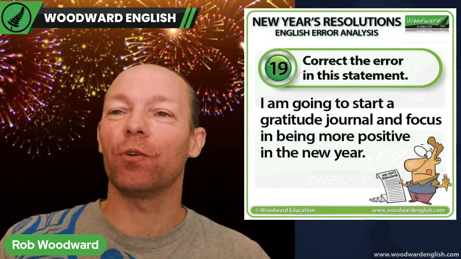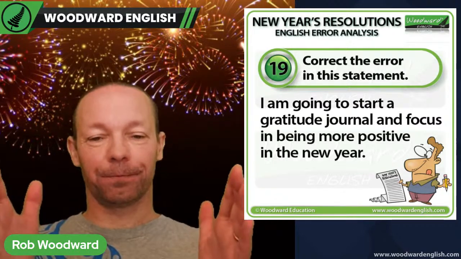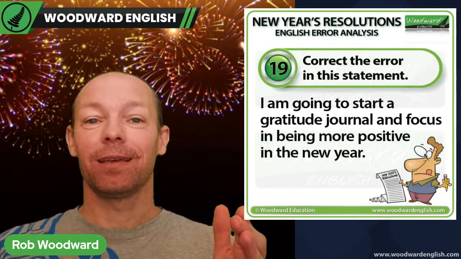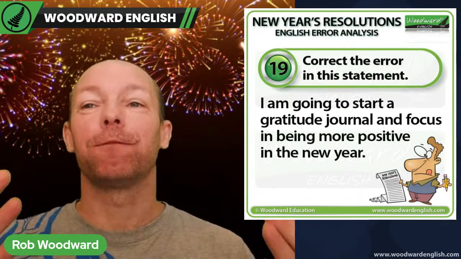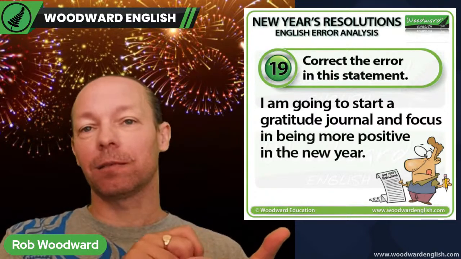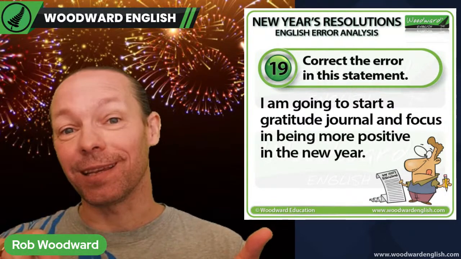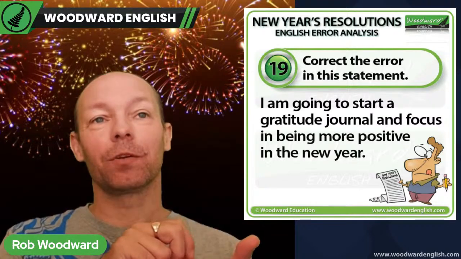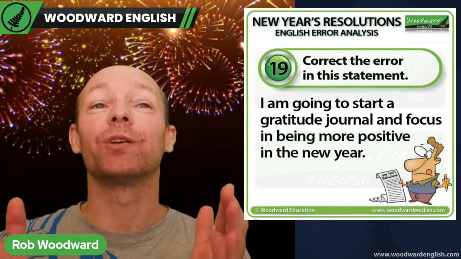A gratitude journal is like a type of book or journal that you write in every day. And every day you write about what you are grateful for, what you're thankful for. It's like, today I'm thankful that I could spend time with my family because we had a lot of fun. And the next day, today I'm grateful that something happened. That is what is called a gratitude journal.